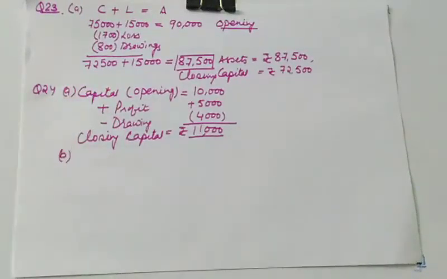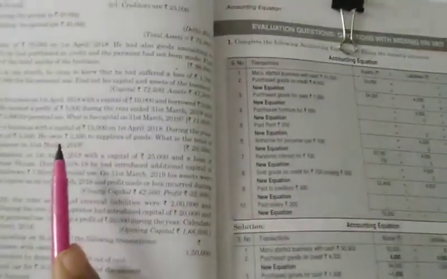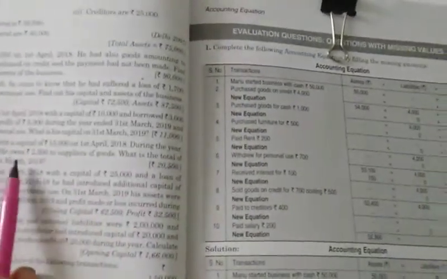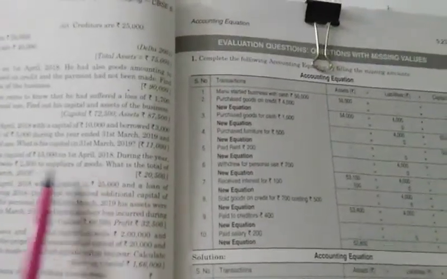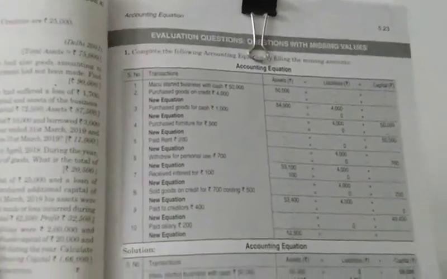Now let us do B part of question number 24. B part of question number 24 is: Mohan started a business with a capital of 15,000. During the year he made a profit of 3,000. He owes 2,500 to a supplier. It means these are the liabilities. What is the total amount of assets in his business on 31st March? So we are required to calculate the closing balance of assets.